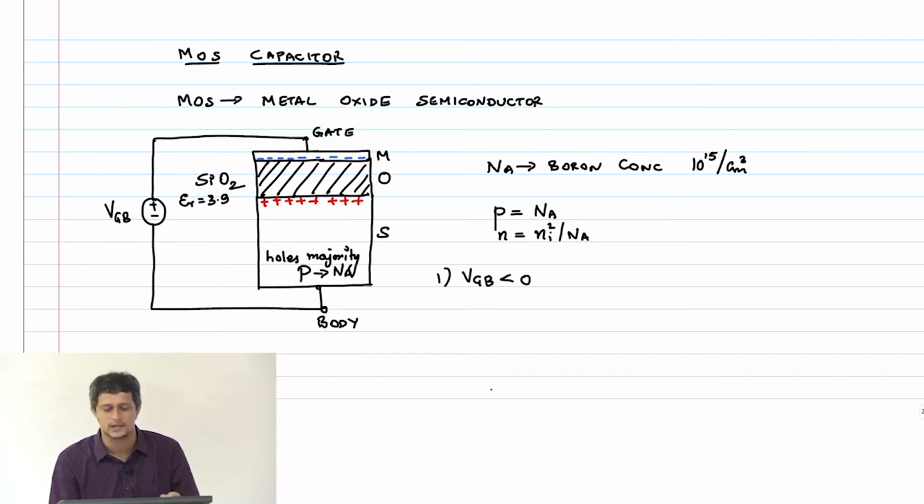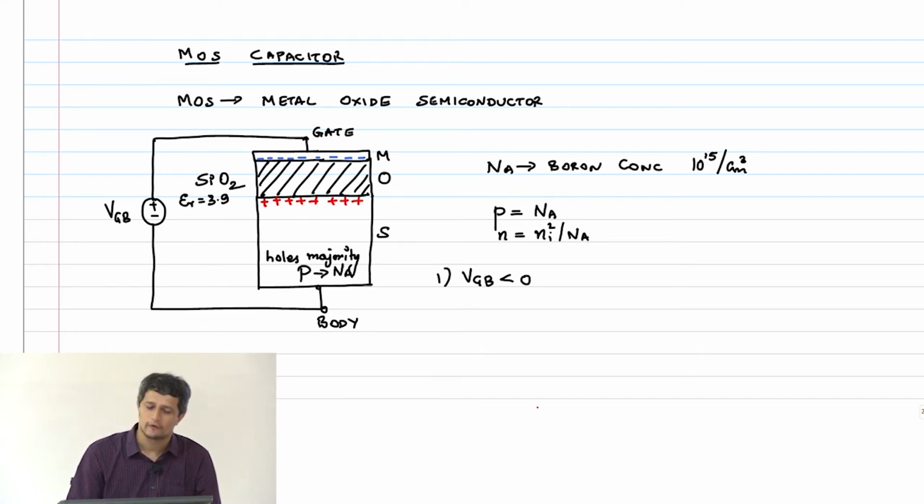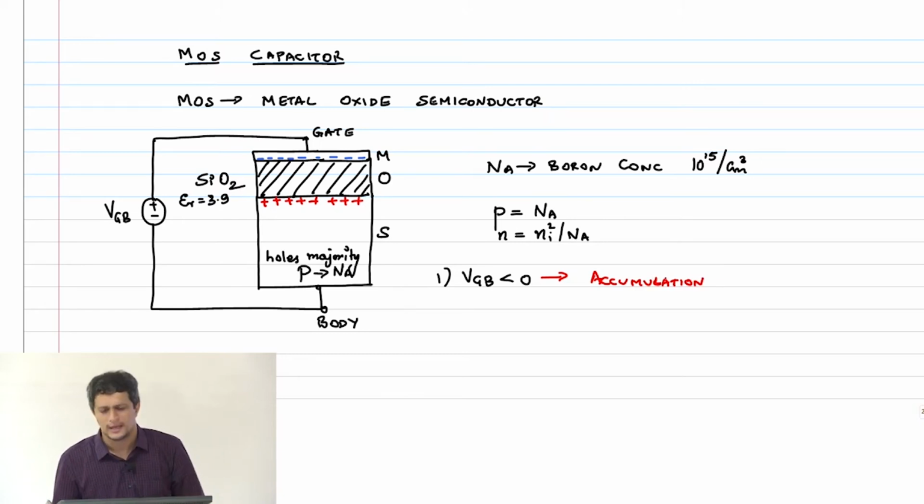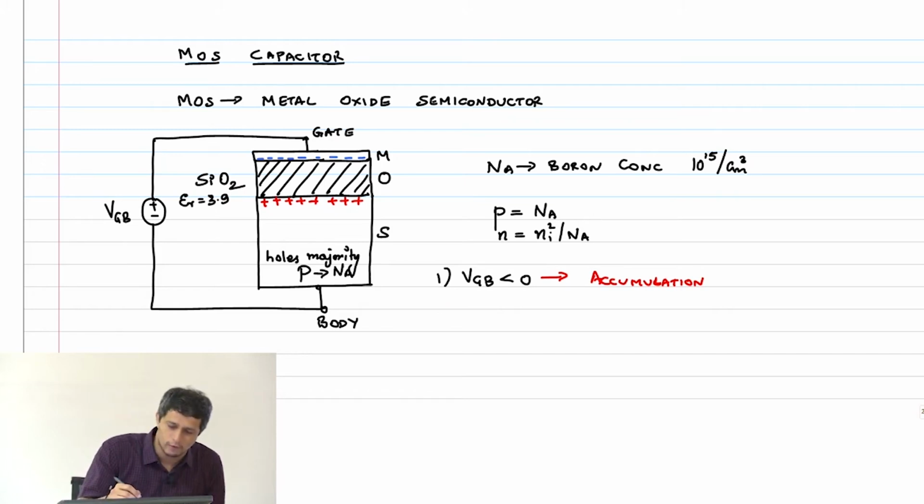Okay, this silicon substrate is also called a body or a bulk. Bulk terminal. So therefore this is not very useful, and this region of operation is called accumulation. You are just accumulating more holes there and you can't do much with that. Okay, so therefore what you do is you start applying a positive voltage.